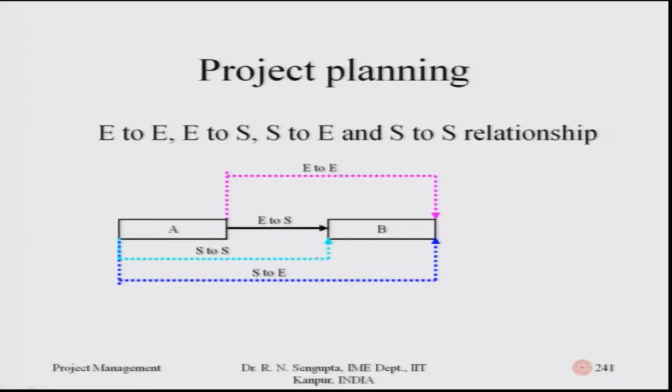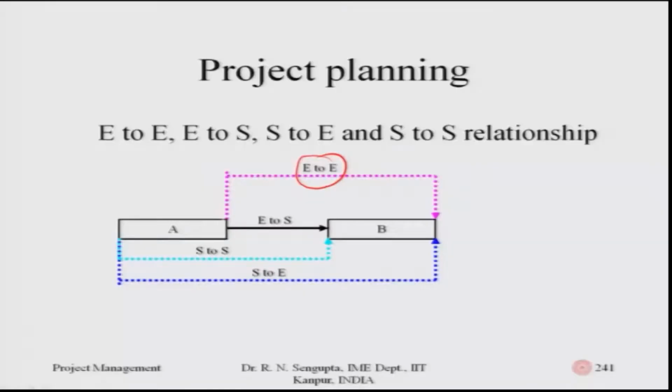The second one, which is the pink one, is basically the end to end. End to end means the number of days stipulated between the end of A and the end of B is fixed. So whether B starts before A or after A doesn't matter. It only means that the end to end structure of the number of days is fixed and cannot be changed. That is the rule based on which we proceed.